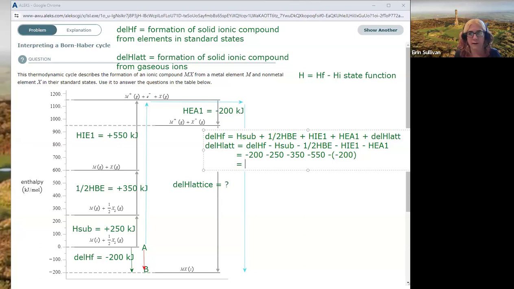Maybe I can't use a calculator. Let me just check and see what I've done wrong. Okay, I must have pressed the funny button on my calculator because it is minus 1,150. I just can't use a calculator apparently. That's got a sticky button too. I don't know why.